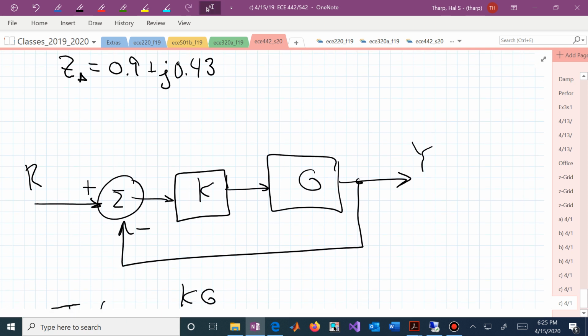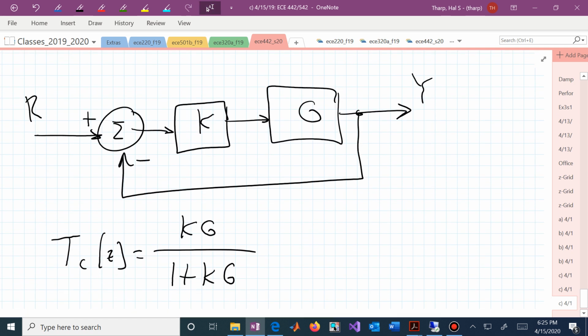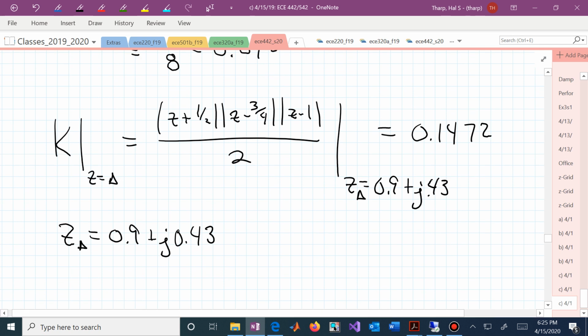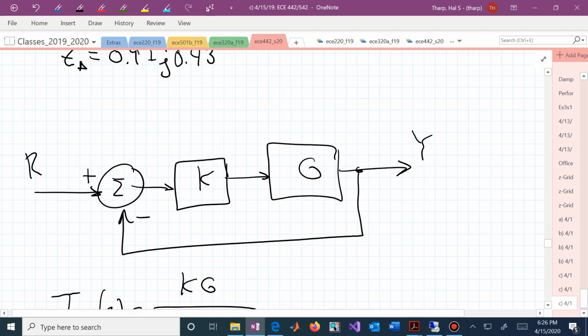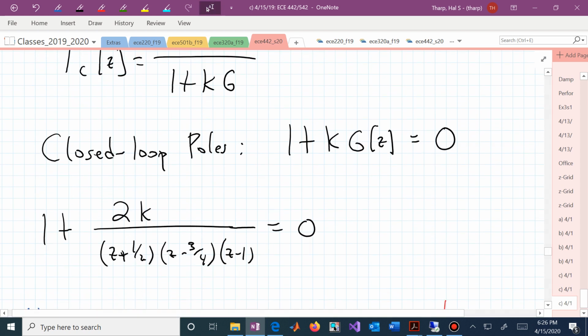Here is our closed loop configuration. We can compute our closed loop transfer function, kg over 1 plus kg. We've determined what we think to be the upper limit on our stability, which is 0.147. We can now find what our poles are for these different values. Here is our characteristic equation. That's the denominator of our closed loop transfer function.